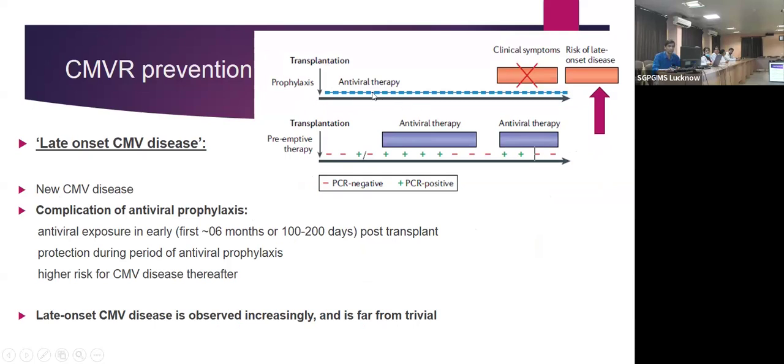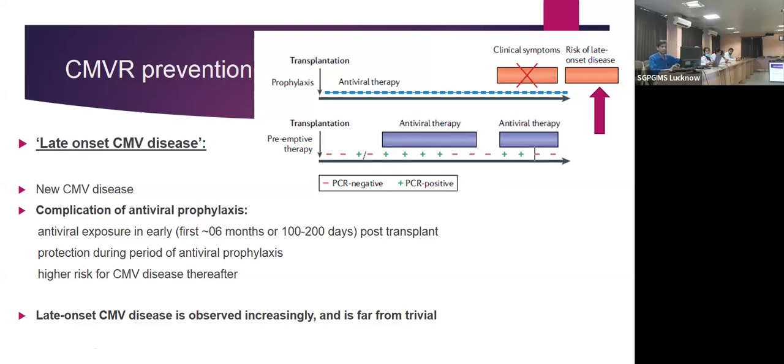This prompted us to give preemptive therapy after transplantation instead of continuous prophylaxis. As you can see, we start antiviral therapy only when regular serial PCR testing gives a first positive sample, and we give it for some time. Then when we get a negative PCR, we stop. If it again becomes positive, we give antiviral therapy again.